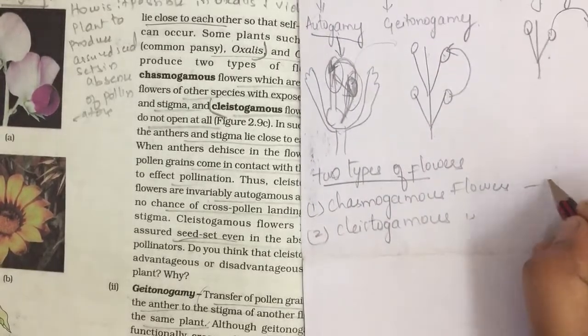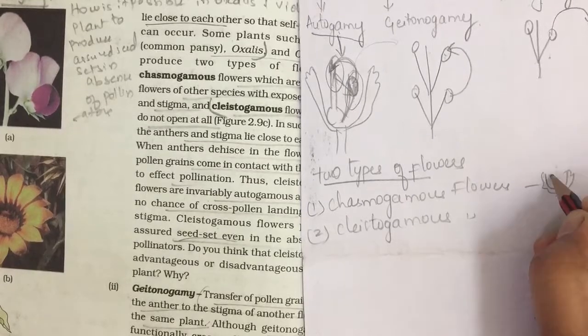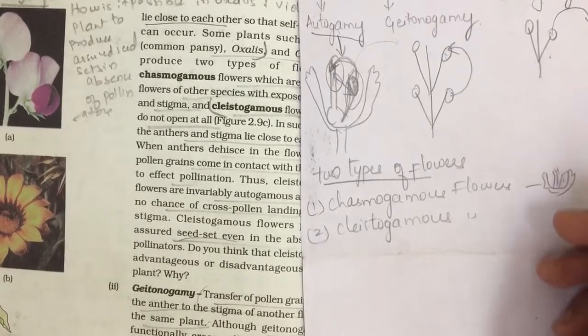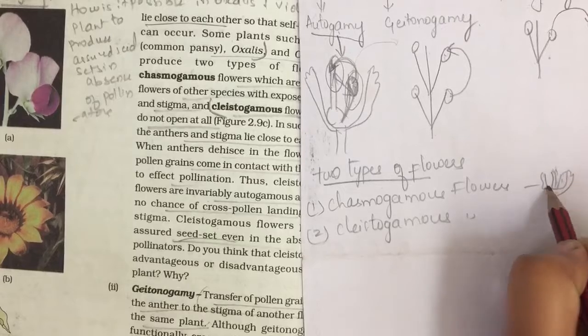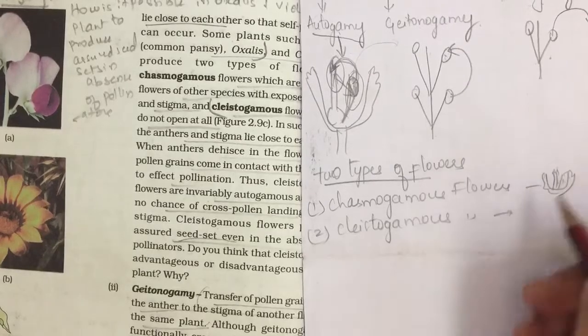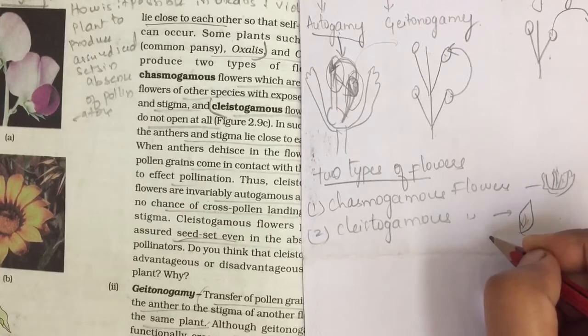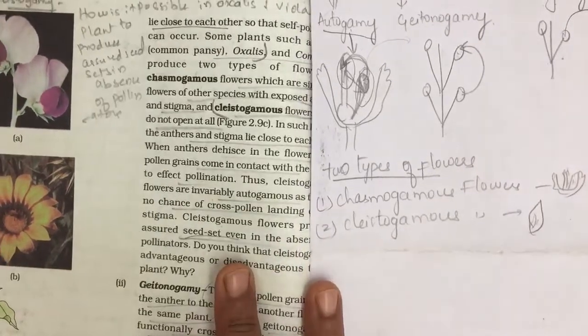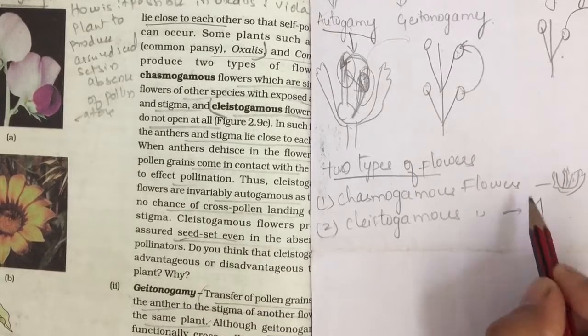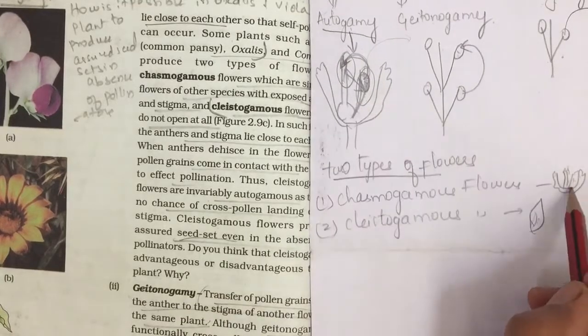Now, Xenogamy flowers are those which are always open, which you might have seen normally in a rose flower or hibiscus flower, having exposed anther and stigma. Clistogamy flowers are those which are always closed. Flower which is always closed, we call it a Clistogamy flower. So when they are always closed, there is a chance of only autogamy. There is no chance of cross pollination.